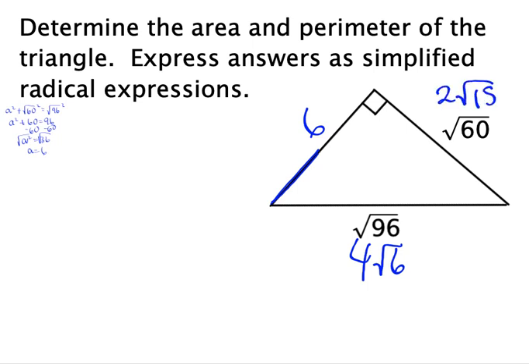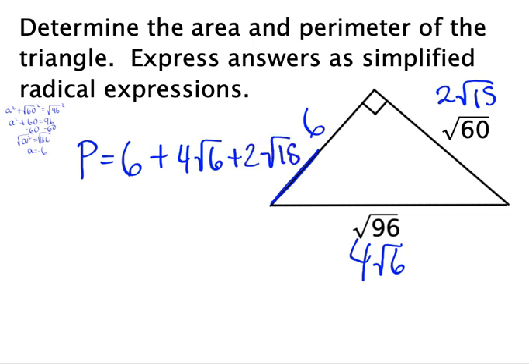So the perimeter is going to be 6 plus 4 square roots of 6 plus 2 square roots of 15. There are no numbers that can simplify down there. So that's it. 6 plus 4 square roots of 6 plus 2 square roots of 15.